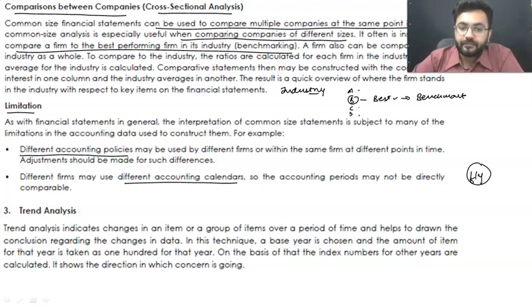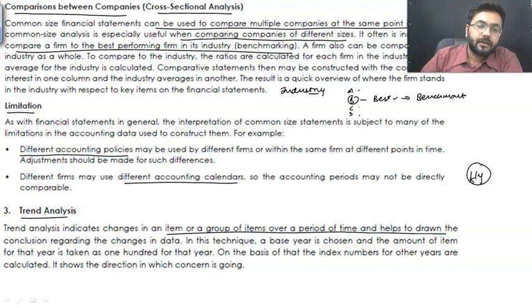Right. Now we have the trend analysis. The trend analysis is going to be the last topic for today. Over here, we are going to talk about just a single item or groups of items over a period of time, like profit, COGS, and our taxes. So we have taken items or groups of items over a period of time, and after that, we are going to draw a conclusion regarding the changes in the data, and we are going to take the base year as 100.